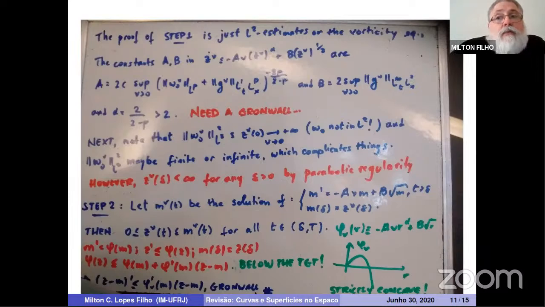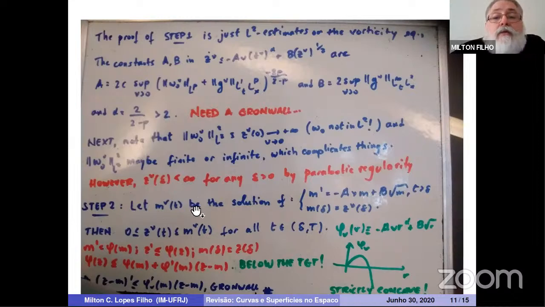Okay, and therefore I don't want to impose any conditions on how you approximate omega naught. Now, this omega naught nu L2 squared may be infinite or finite, but the z nu of delta is finite by parabolic regularity. If the initial data is LP, the solution of the Navier-Stokes equations is smooth for every positive time. In particular, it's L2. So by parabolic regularity, this is fine.